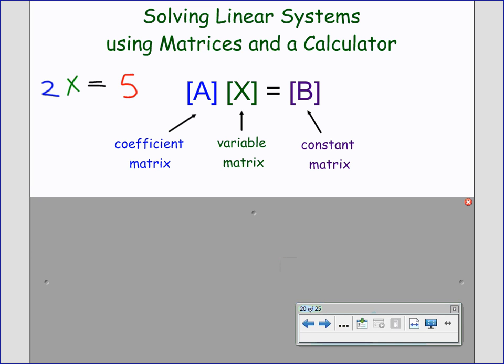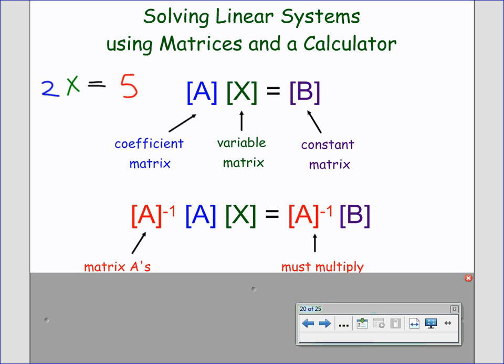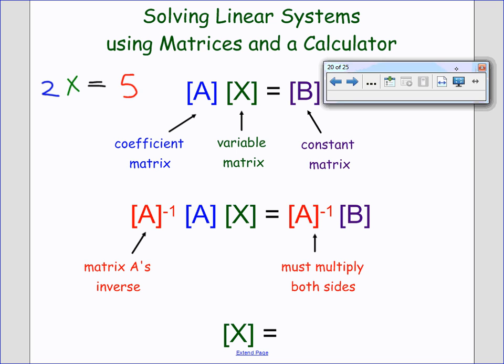And so with matrices, we're going to go ahead and multiply both sides by A inverse. That's the inverse of matrix A. When I multiply A inverse times A, it gets rid of that coefficient matrix and leaves me with that variable matrix alone, which is what we want to do when we solve an equation, is get the variable alone. When we solve a matrix equation, we want to get the variable matrix alone.